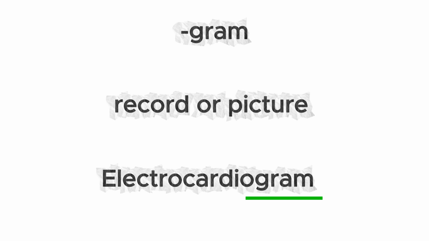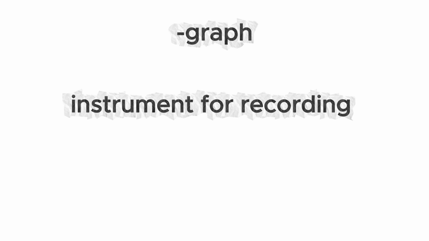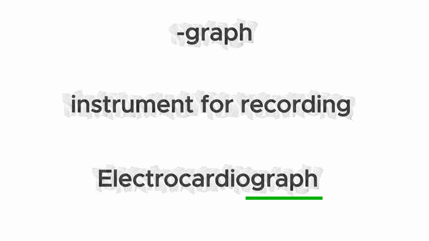Now let's get to the major tricky suffixes. I'm gonna need my piece of paper for this one again. A very common group of very tricky suffixes is gram, graph, and graphy. Gram means to record or picture, like in the word electrocardiogram. It's a record of the heart's electrical activity. Graph means the instrument for recording, like in the word electrocardiograph, the machine that records heart activity.